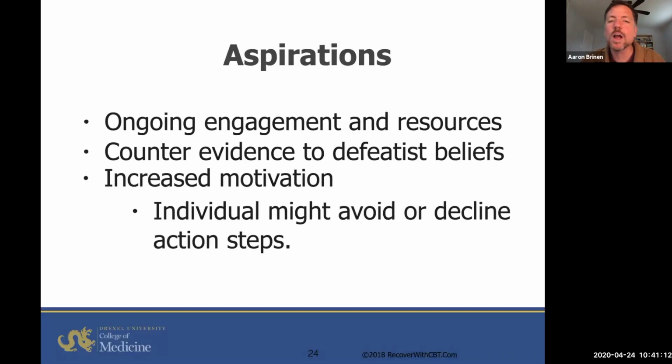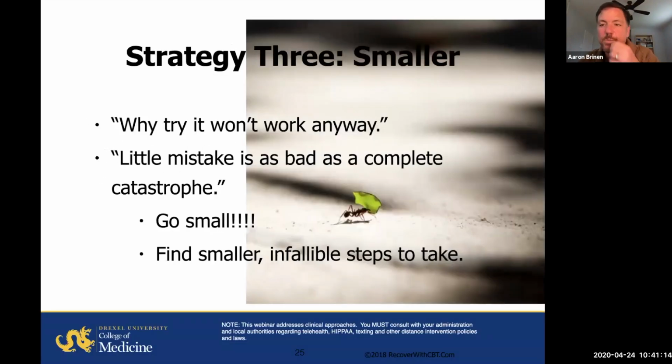And so what we want to do is make it small, right? It's interesting. We want the aspirations big, but then the intervention is to make it super, super, super small for the individual. What are the micro actions and behaviors that the individual can do? It starts to counteract this idea of why try, it won't work out anyway, that a little mistake is as bad as a complete catastrophe. If you go small, right?